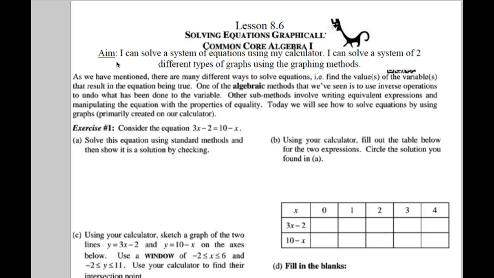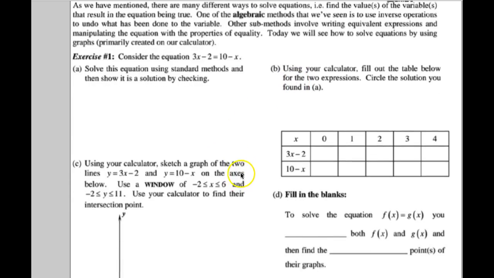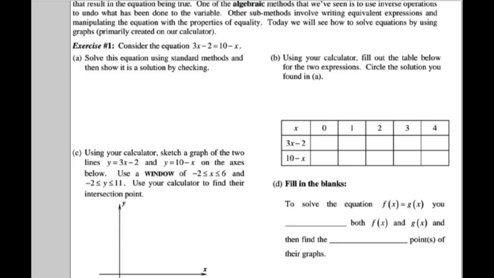As you know, there are many different ways of solving equations, that is, finding the value or values of variables that result in the equation being true. You have seen the substitution and elimination methods. Today we're going to talk about how we can use our TI-Nspire. So let's look at a few examples.